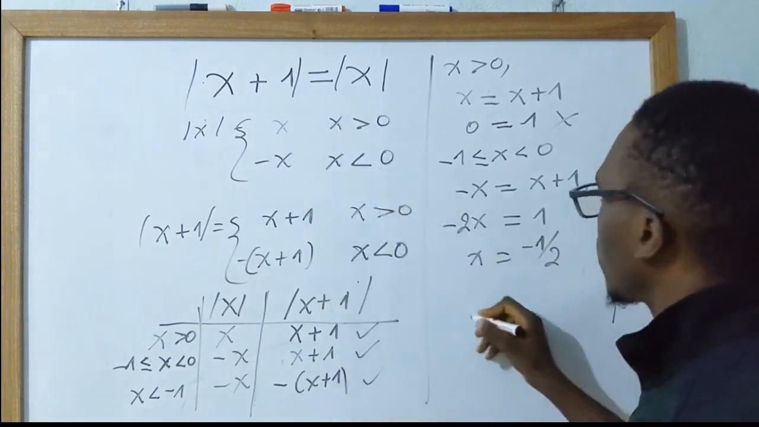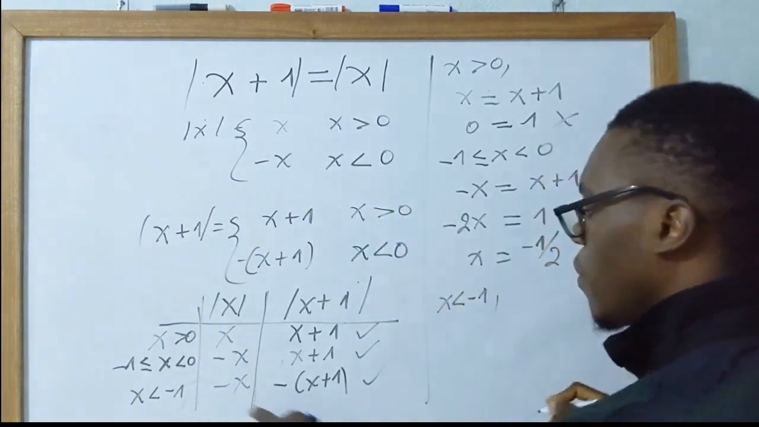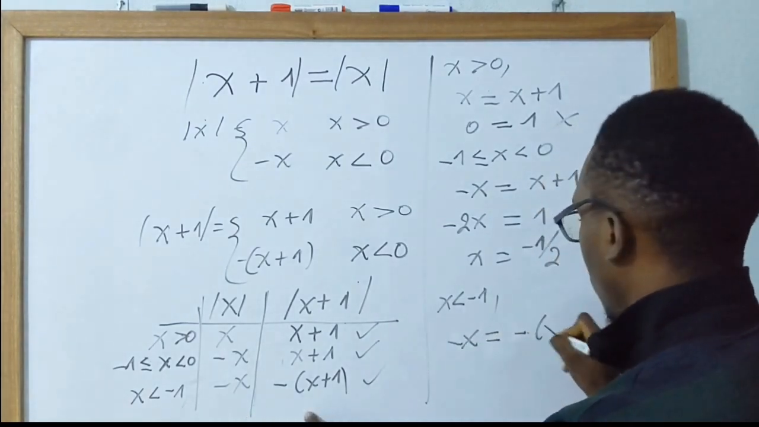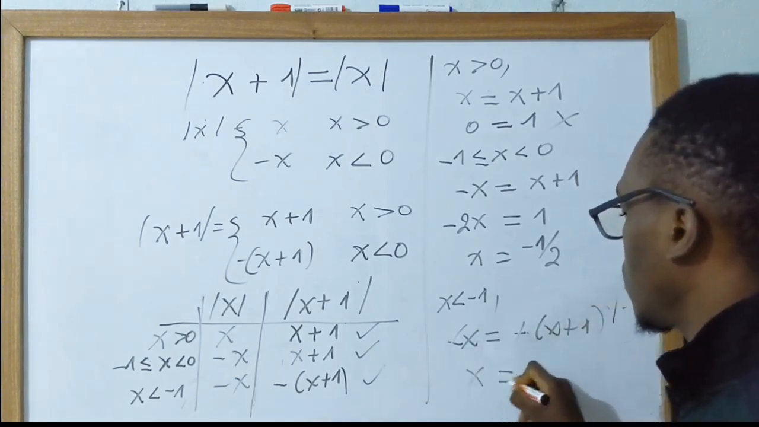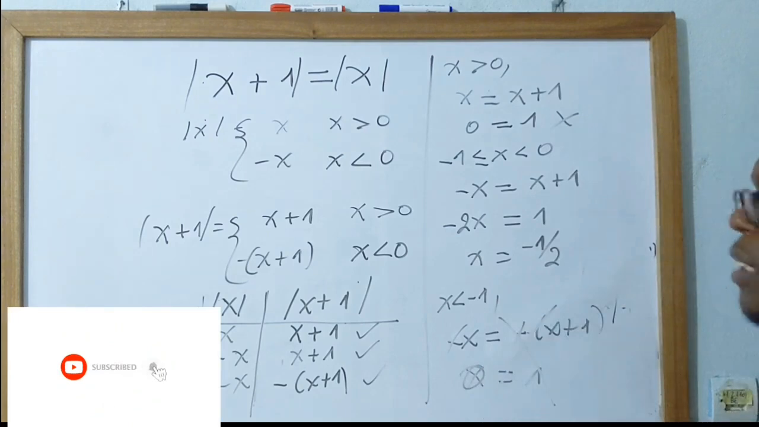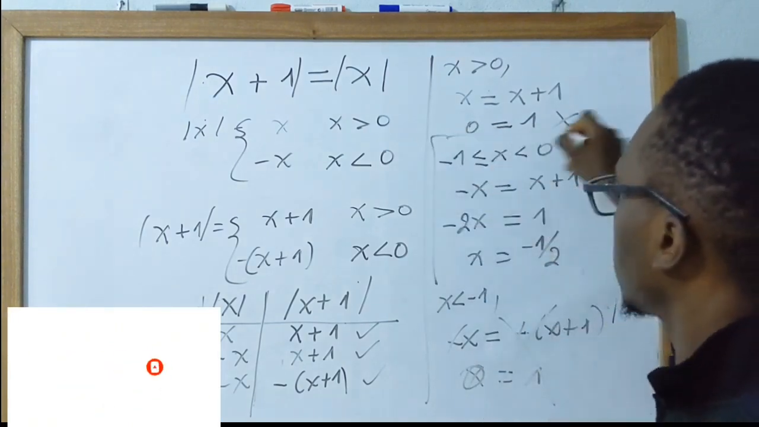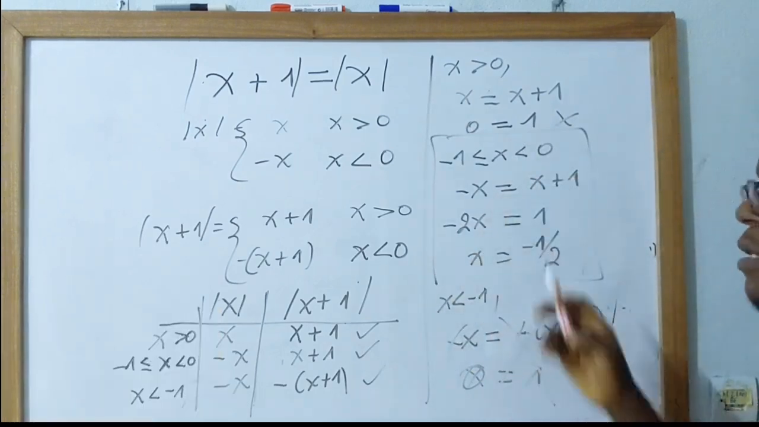Which is here. In the third case, where x is less than negative 1, we have minus x is equal to minus (x plus 1). This and this will cancel, and therefore 0 is equal to 1. That is impossible. Hence, the only case where this is true is where x is between negative 1 and 0, and you have the answer as x is equal to minus half.